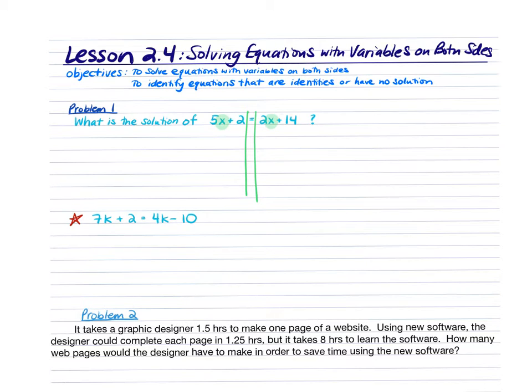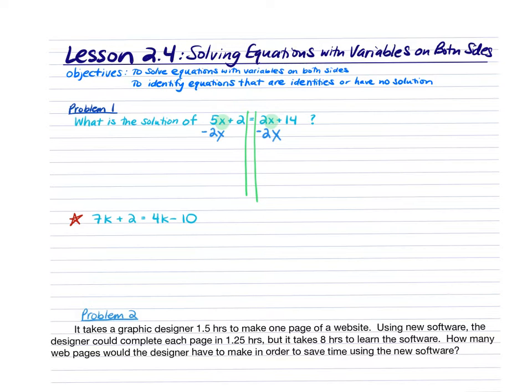I like to just subtract the one that makes the coefficient in front of the x, that's the number in front of the x, positive, if it's obvious. So in this case, I would subtract the 2x. So I'm going to subtract the 2x from this side to get rid of it there, which means I have to subtract the 2x from this side.